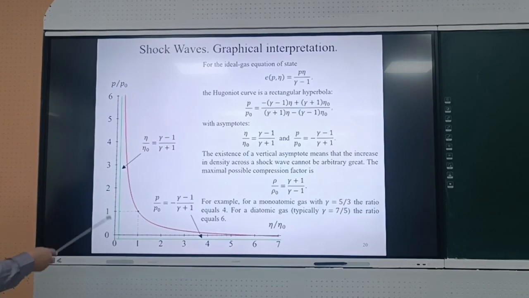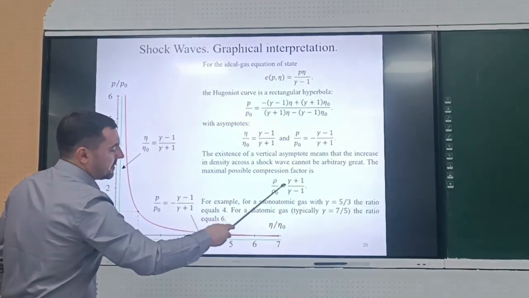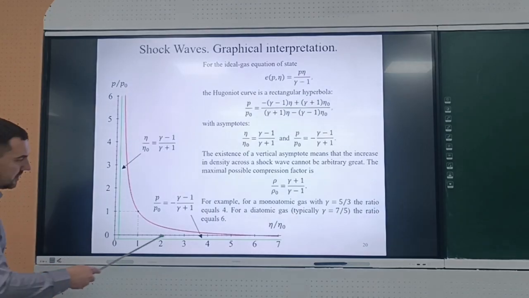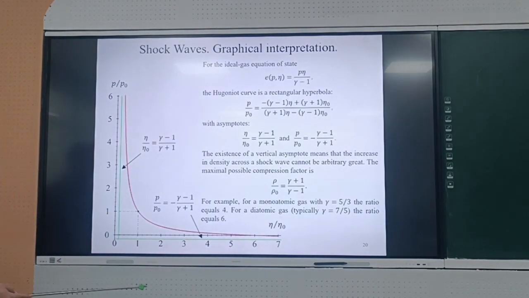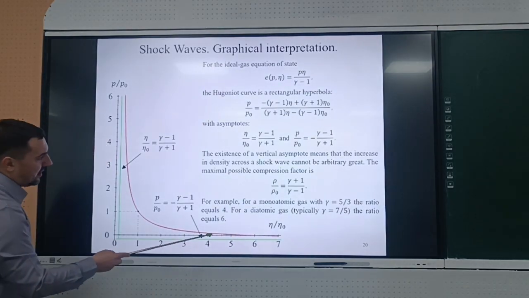And that's it. So this is the maximum possible compression rate. The pressure goes to infinity, but the density goes to some specific limit. So this is for the vertical asymptote. But as for the horizontal asymptote, there is something strange, because you can see that pressure goes to negative values.